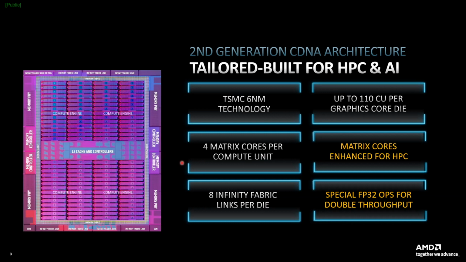Matrix cores are enhanced for HPC, like 64-bit operations, and you have special FP32 operations for double throughput. It's called packed FP32. We have also BF16 for some other workloads, increased L2 cache read bandwidth, and the Infinity Fabric technology to interconnect. They're connected to the other GCD on the GPU, and the others can also be used to connect to other GPUs outside this specific GPU.